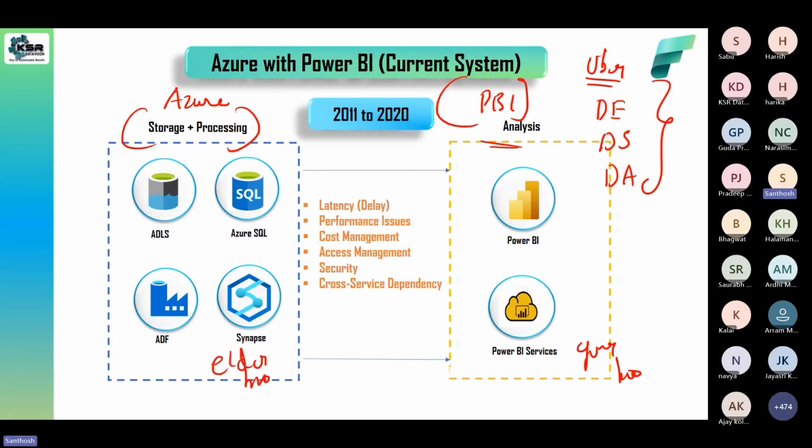Now for solving our Uber use case, we have chosen storage and processing for the Azure and Power BI for the analysis. But the challenge, I would say that it's not a blocker. It's not a showstopper. That means today, even in 2024, this combination is always rocking.